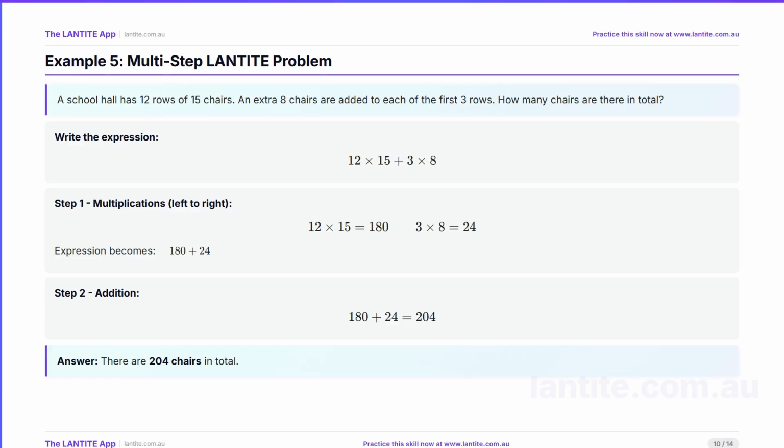Let's try another LANTITE-style problem. A school hall has 12 rows of 15 chairs, and an extra 8 chairs are added to each of the first 3 rows. How many chairs in total? The expression is 12 times 15 plus 3 times 8. Following BODMAS, multiplication comes before addition. 12 times 15 is 180, and 3 times 8 is 24. Then 180 plus 24 gives us 204 chairs in total.